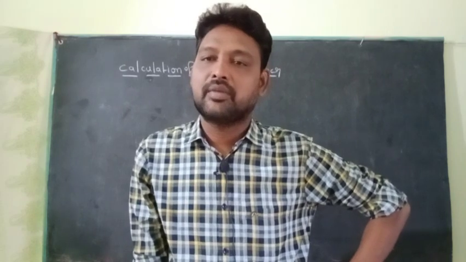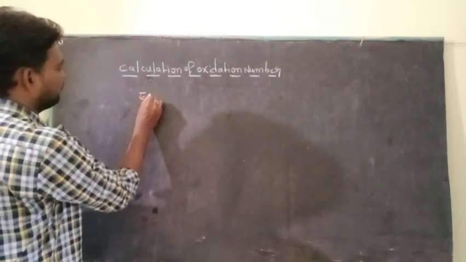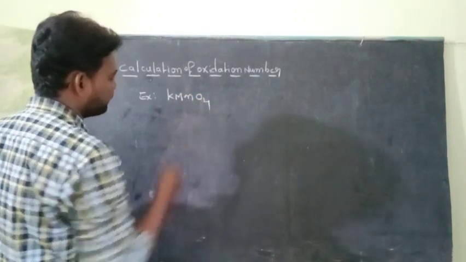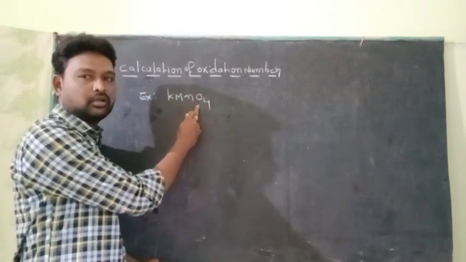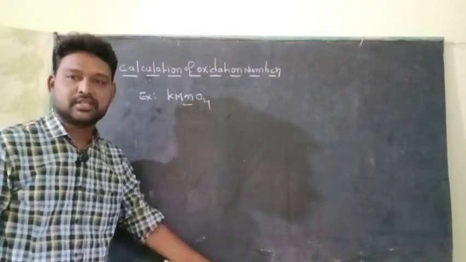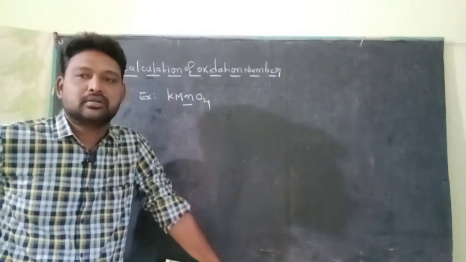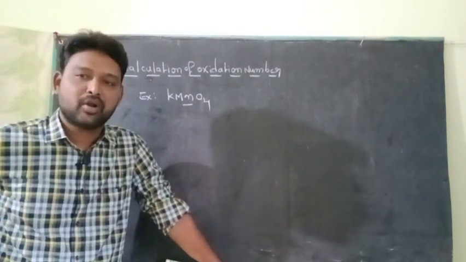So given any one of the chemical compounds, how to calculate the oxidation numbers of the elements. So for example, given KMnO4. In KMnO4, what is the oxidation number of manganese? So the question is given KMnO4. KMnO4 is nothing but potassium permanganate. In potassium permanganate, what is the oxidation number of manganese?